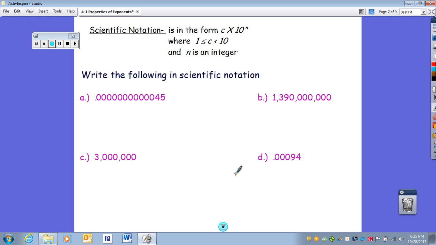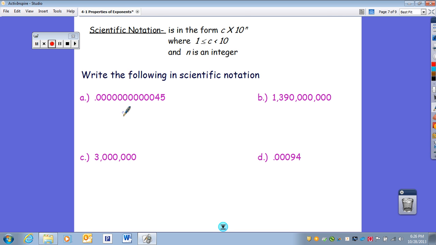In the next example, I want you to take a look and remember that scientific notation uses exponents to write numbers in a more compact way. So we recall that the form of scientific notation would be our number c times 10 to a power that describes how many decimal places we would have, where c is a number that is greater than or equal to 1 but must be less than 10, and n, the exponent, is an integer.